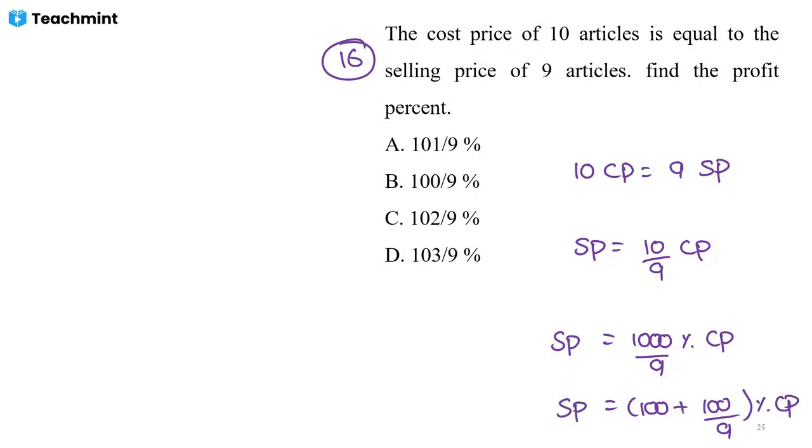120% means 20% is profit, right? Here 1000 by 9 is 900 plus 100 by 9, where 100 by 9 is the profit. More than 100, whatever extra is there, that is the profit. The small calculations you need to be perfect here. 120% is 20% profit. 110% is 10% profit. More than 100, whatever extra is there, that is the profit. Right?